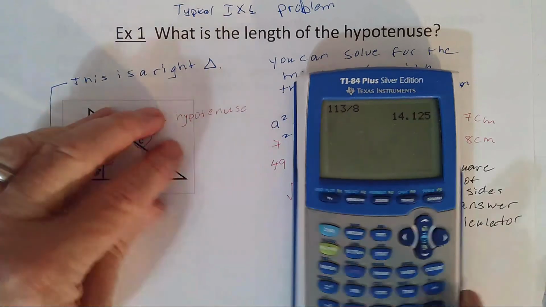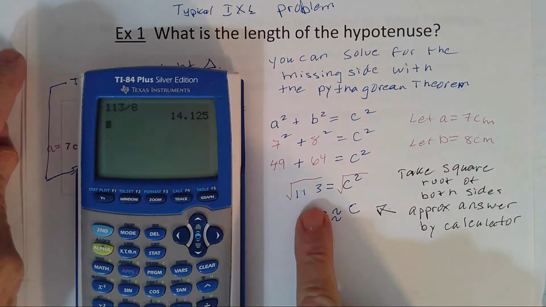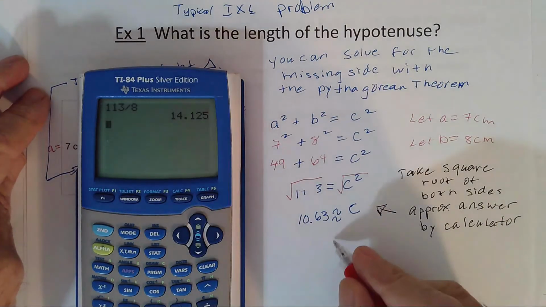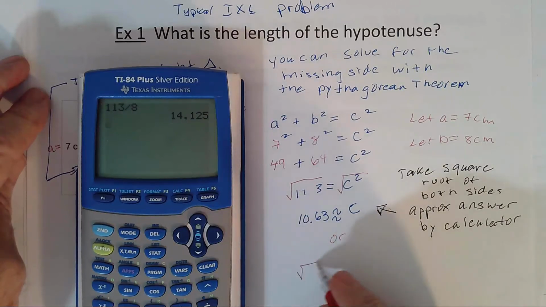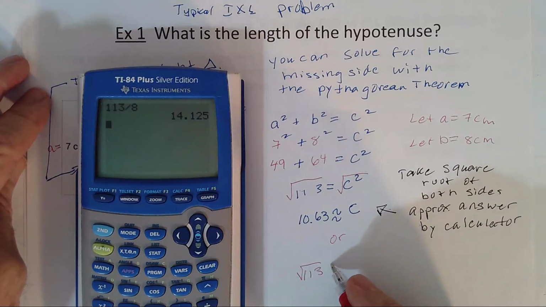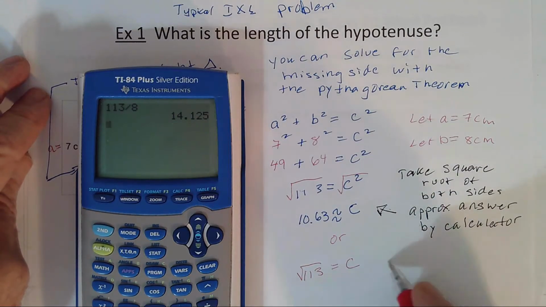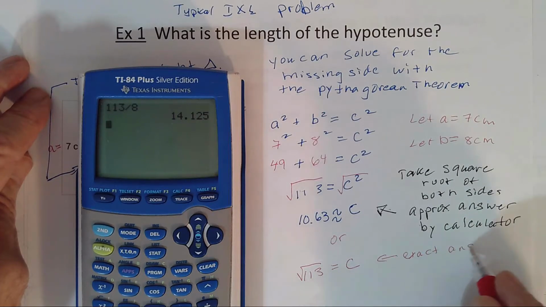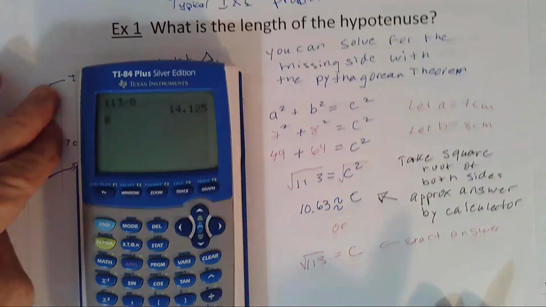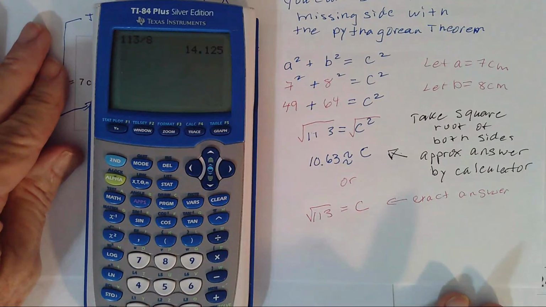So what's the most exact answer here? The square root of 113 does equal C. That's the exact answer. Okay? That's the exact answer. That's what you're left with.